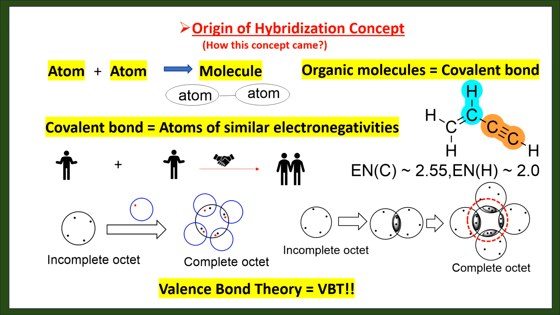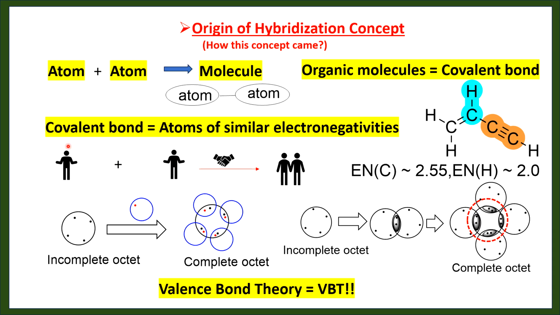Now, how did this concept come? Let's see. Two atoms are connected or bound together to form a molecule. We could see here that the atoms are bound by a bond. This can be a chemical bond, either ionic, covalent or metallic. But in the case of organic molecules, as they are mainly composed of carbon and hydrogen, this bond can be a covalent bond, because a covalent bond is formed by atoms of similar electronegativity. We could see that carbon's electronegativity is nearly 2.55 and hydrogen's is nearly 2.